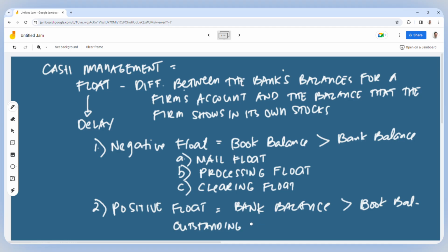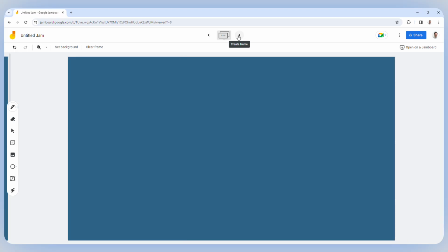Yes. Okay. So, yan class ha, yan yung mga reason why there would be float, there would be delay. Na dapat magkaparehas yung ating book and bank balance. Okay. Ano pa? Very important also class that in terms of your cash management, no?